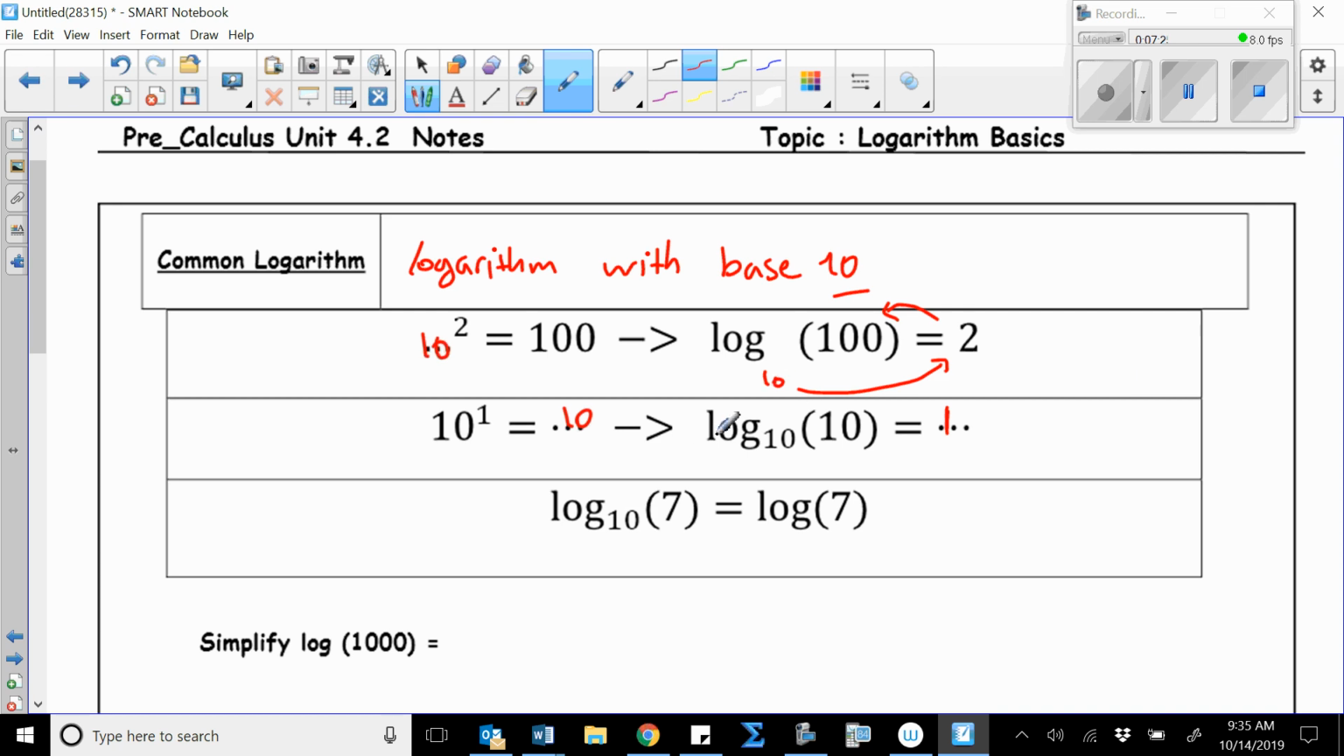Whenever you have a log with base 10, you don't have to write the base of 10. You can easily just omit this part and write it as log of 7. So if you see a log without any base, that means the base was actually 10. Remember, if you have 8 to the power of 1, we don't need to write the 1. It's just equal to 8. This is similar to this case. If you have the base 10, you don't have to write the base as 10.